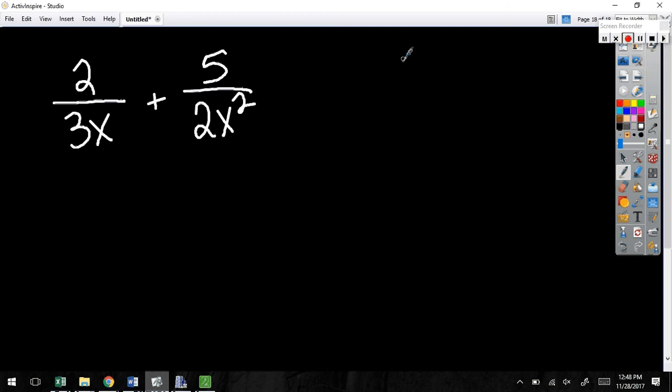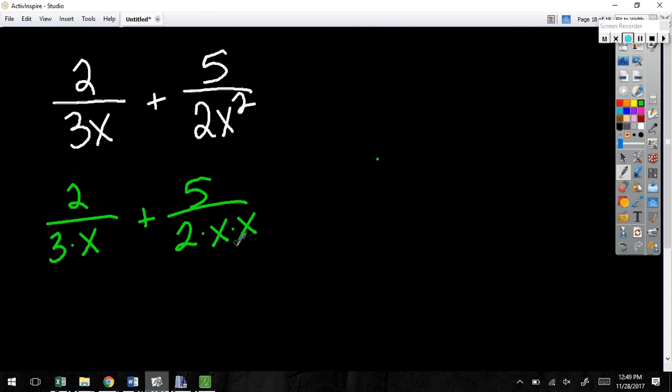My LCD, it's going to help you if you write them in completely factored form. In other words, write them by their multiples. So, 2 over 3 times x, plus 5 over 2 times x times x. So the least common denominator here would be, Brianne, say it one more time. 6x.